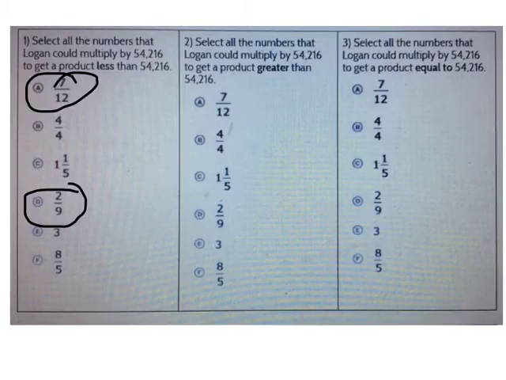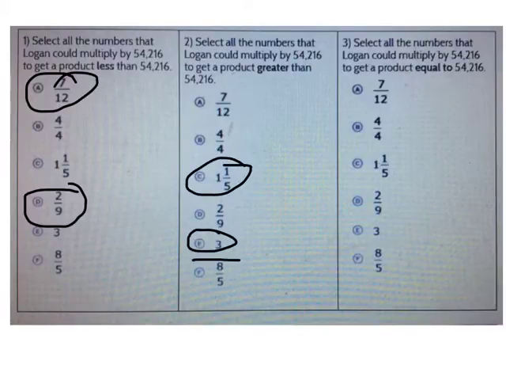Select all the numbers that Logan could multiply by 54,216 to get a product greater than 54,216. So find all of the numbers that are greater than 1. The correct answers are C, E, and F. Mixed numbers, whole numbers, and improper fractions are all greater than 1.